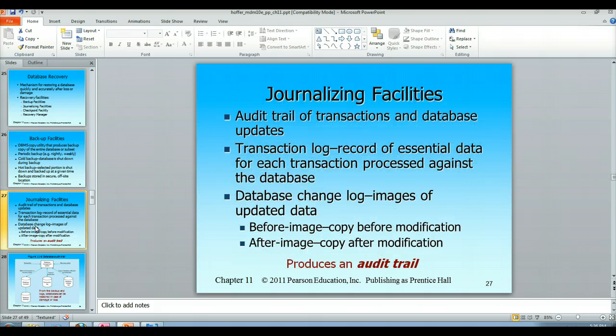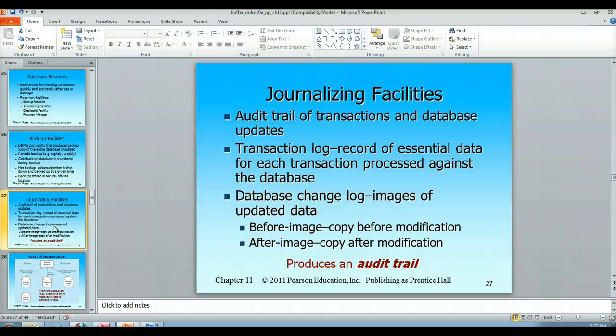There are also journalizing facilities, which means you need to be able to keep track of transactions associated with the database. There has to be an audit trail. I have to be able to go back and say when this happened and who did it. That is usually done with what's known as a transaction log, which is a record of all the transactions processed against the database. Typically, it's the SQL command that was issued to make the change, not necessarily the data, although the data can be included. Typically, it's just the SQL.